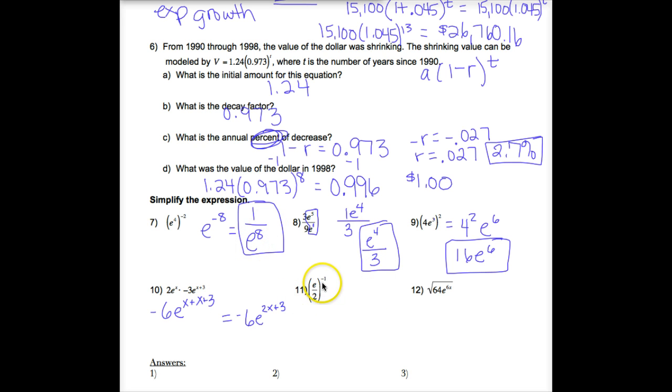11, negative exponent rules means I need to take the reciprocal, 2 over e, and then make the exponent positive. So anything to the first power is just itself, so 2 over e is my final answer.